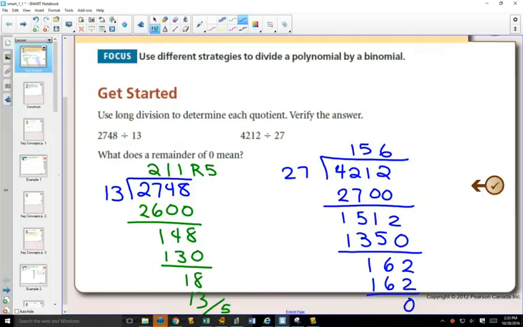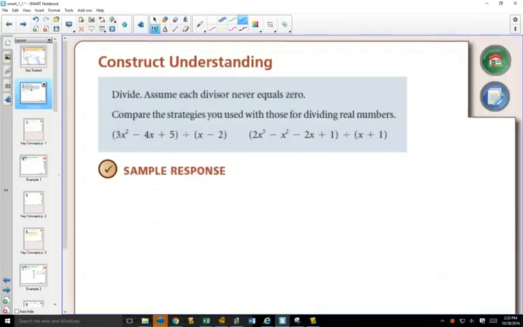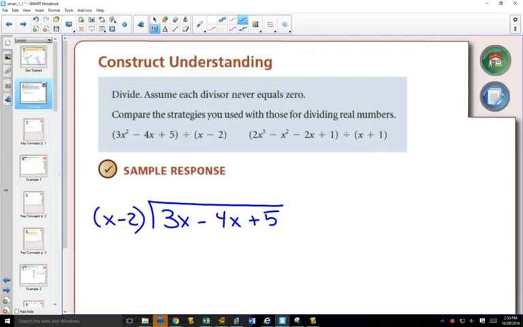And the idea is quite similar. So we're going to go down to here. We're going to do 3x squared minus 4x plus 5. That's what we're dividing, so we write that inside our divisor sign. And we're going to divide by x minus 2. 3x squared.